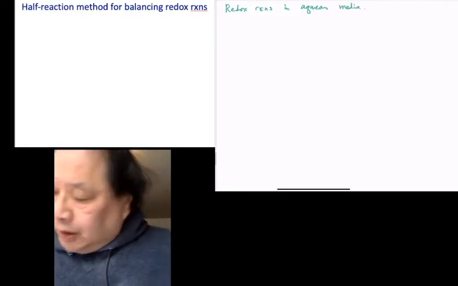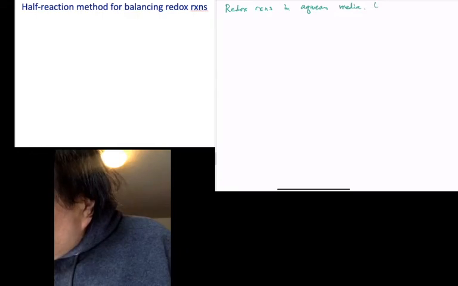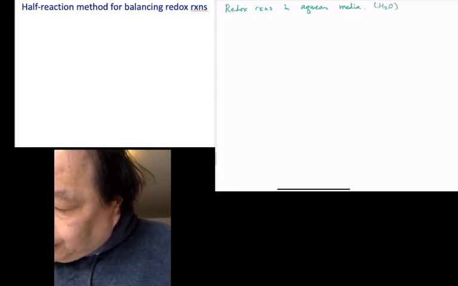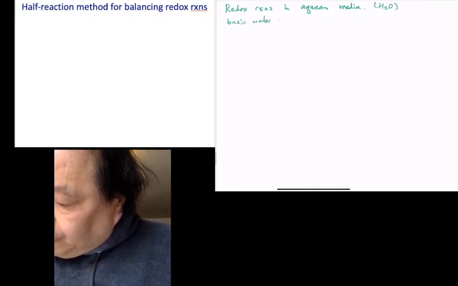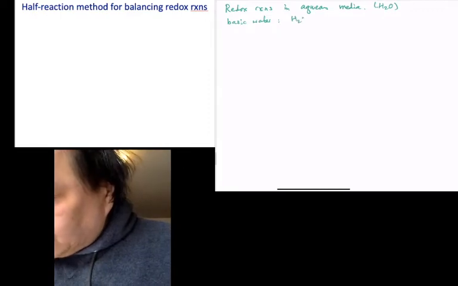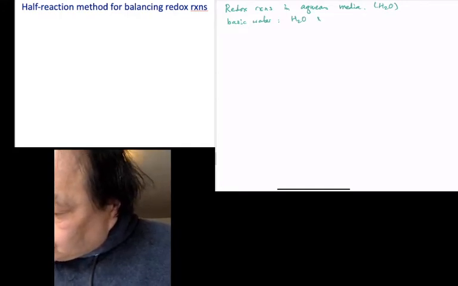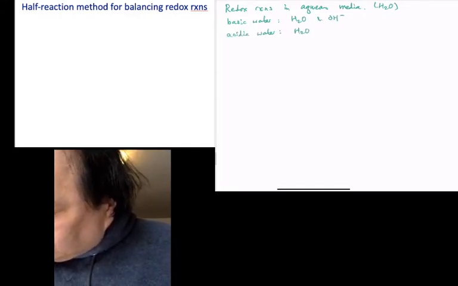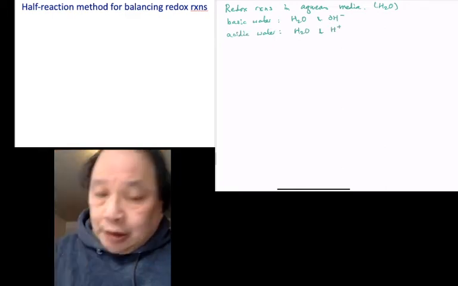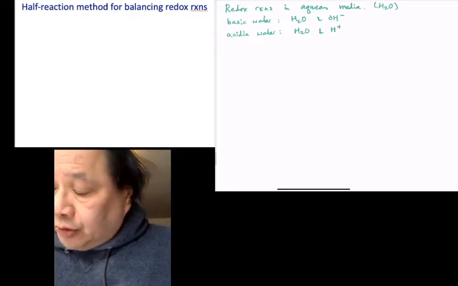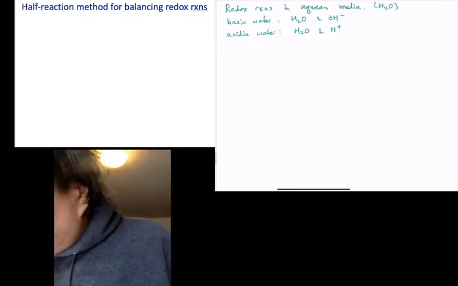And in aqueous media, which is to say water, we have the complication that in basic water, we have, of course, H2O, but we also have OH minus. And in acidic water, we have H2O and H plus. So we have potentially reactants in the reaction that we don't know about coming from the water itself.